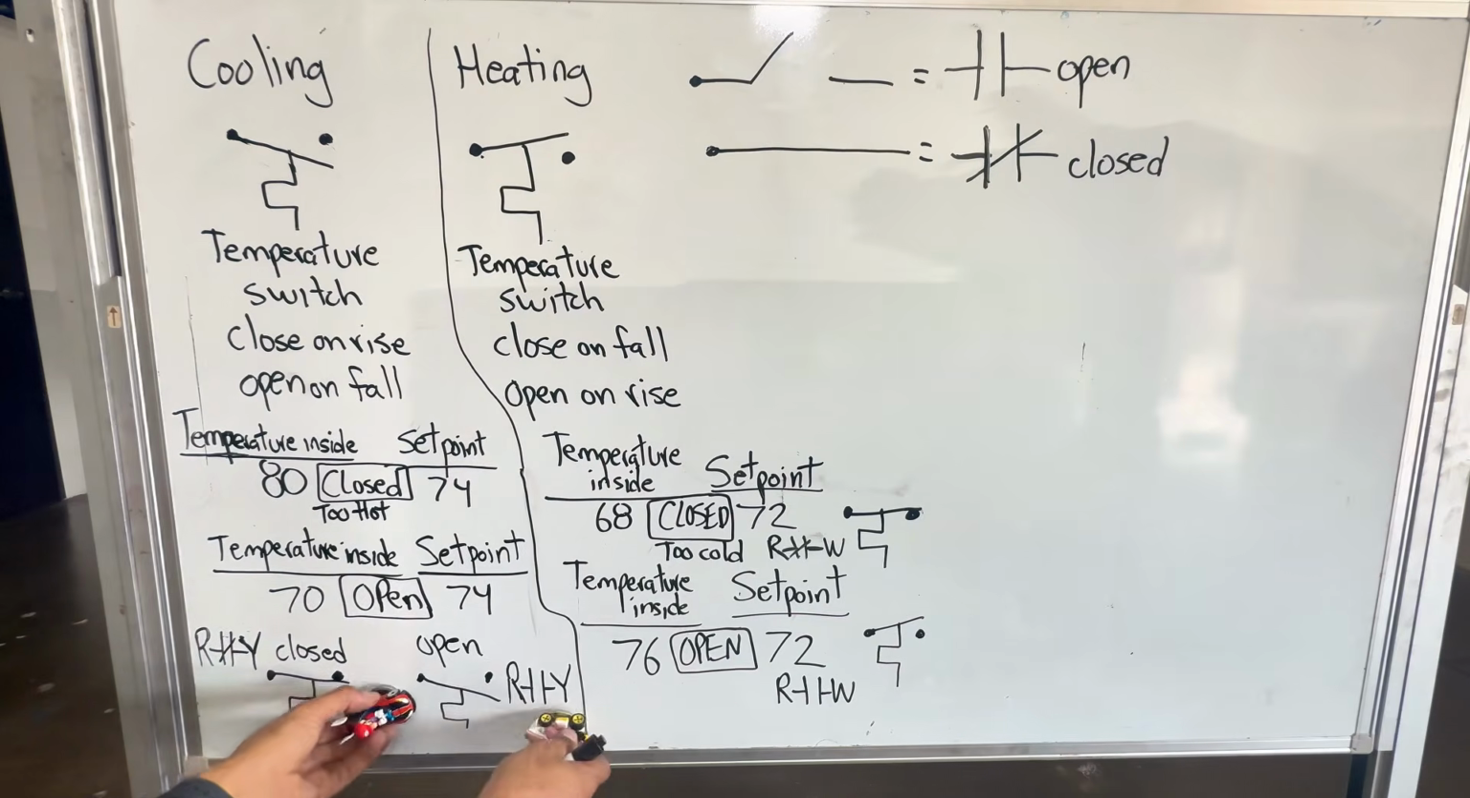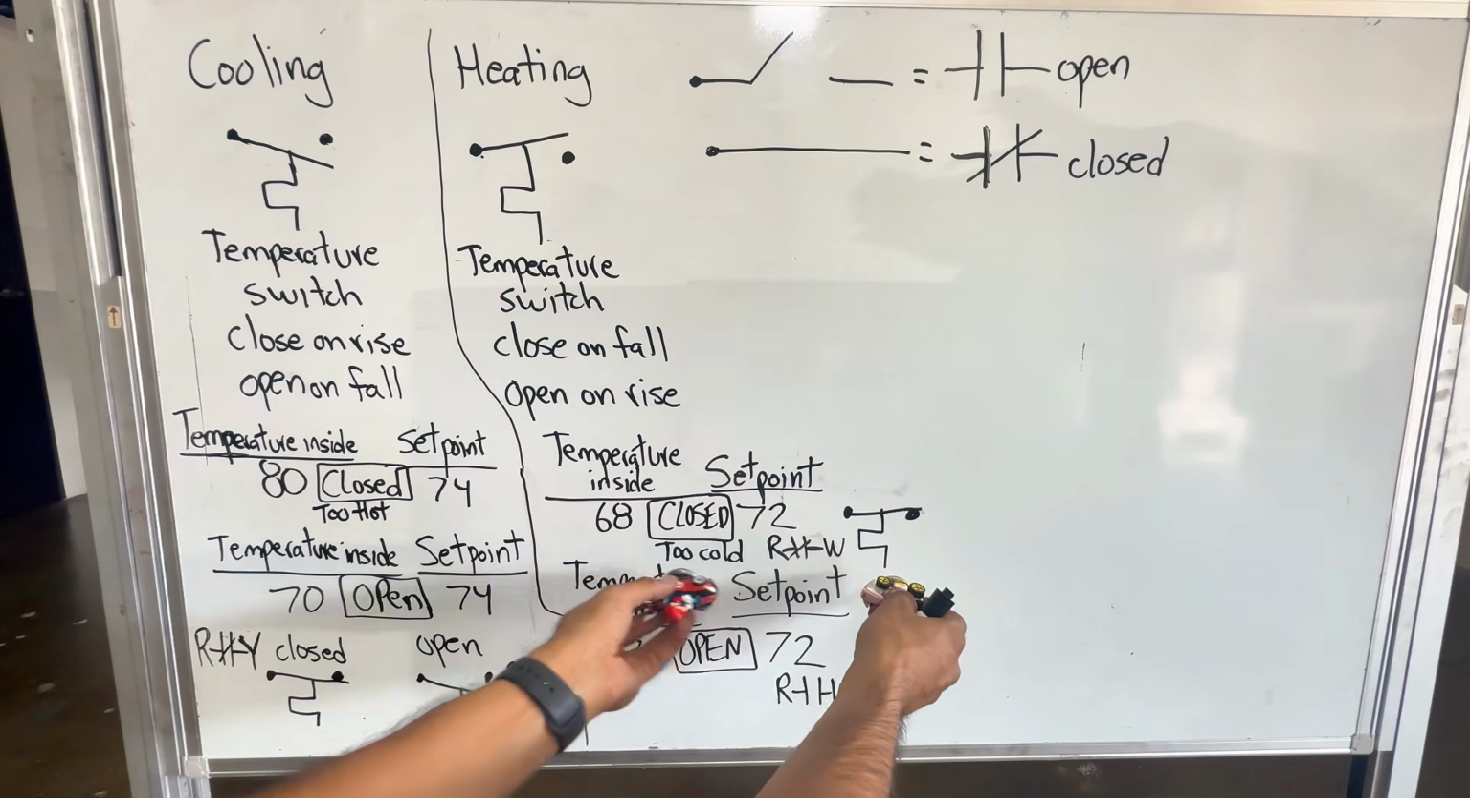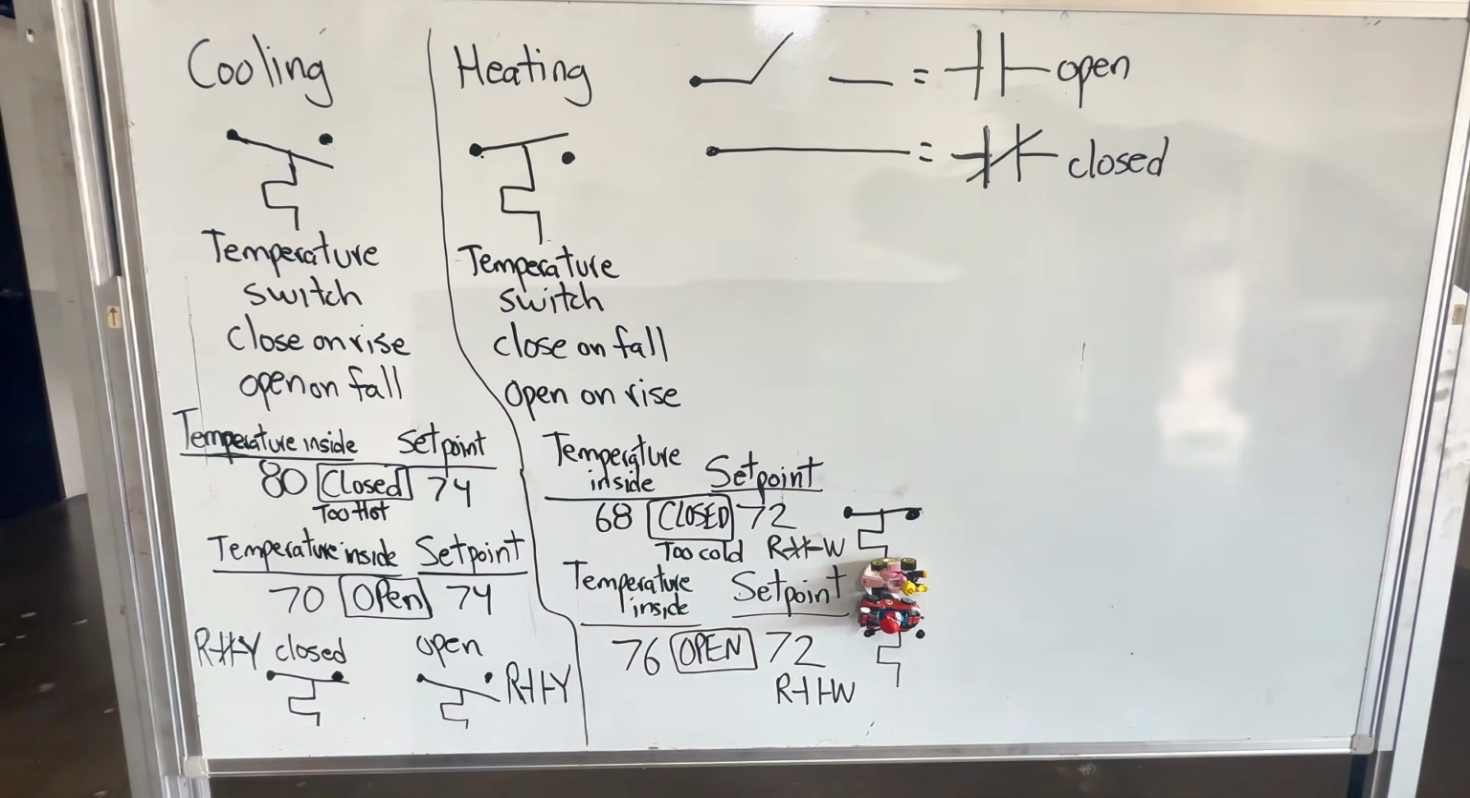With heating, if it's too cold, yep, I need heating. R and W touch each other. Boom. Now I got heating. Mario and Peach are happy.